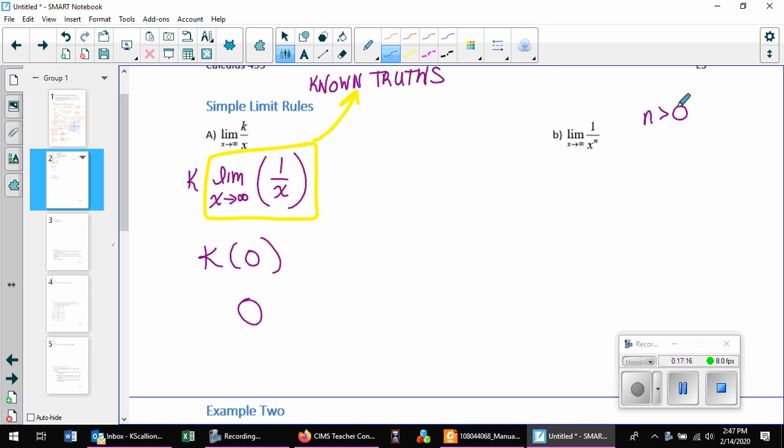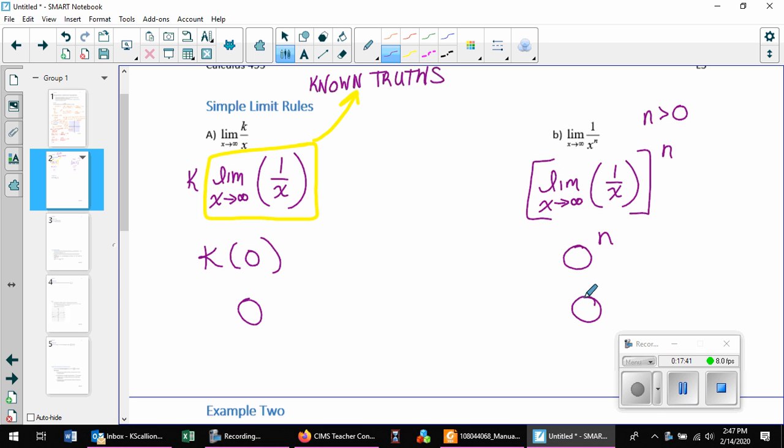Okay, what's your power rule? Yep. What is this? 0. 0 to the exponent anything is? 0. So you see how having a known truth, something that we know to be true, and just using that takes a lot of math away from it, right? Okay.